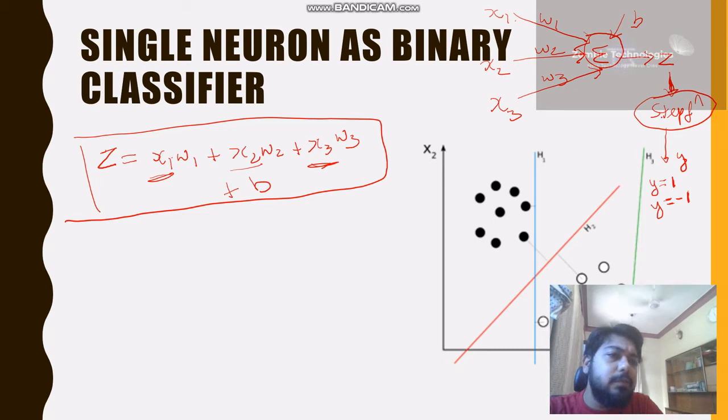Let's say it's not a step function. Let's say it's a sign function. What would be the sign? If the sign is positive, I will get +1. If the sign is negative, I will get -1.